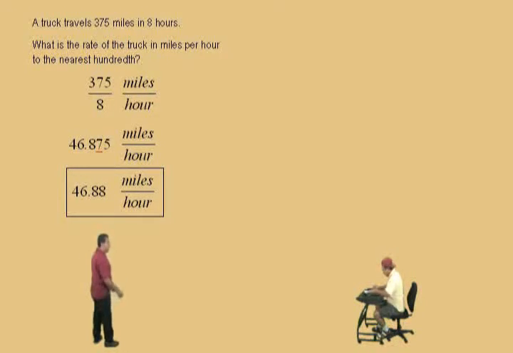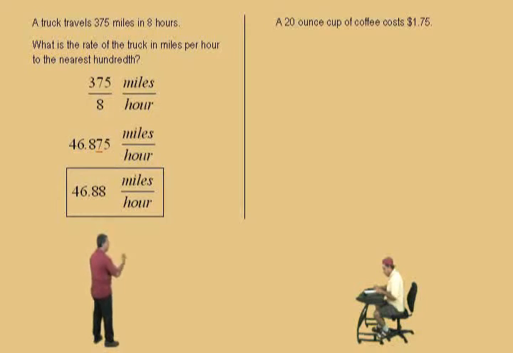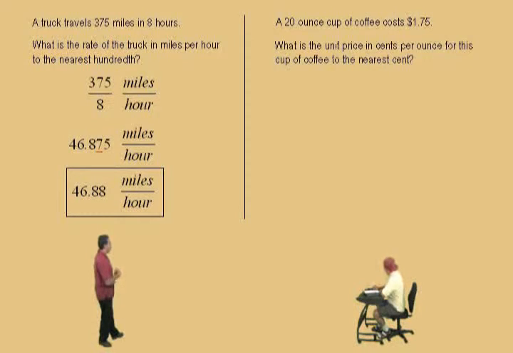Okay, Charlie, so now this was a rate, and now we're going to go to unit price. Well, let's talk about this unit price problem. It says a 20-ounce cup of coffee costs $1.75. What is the unit price in cents per ounce for this cup of coffee to the nearest cent? So be careful. You got to read these questions carefully. Okay, so we're looking for the ratio of cents per ounce. But look at the information we're given, Charlie.